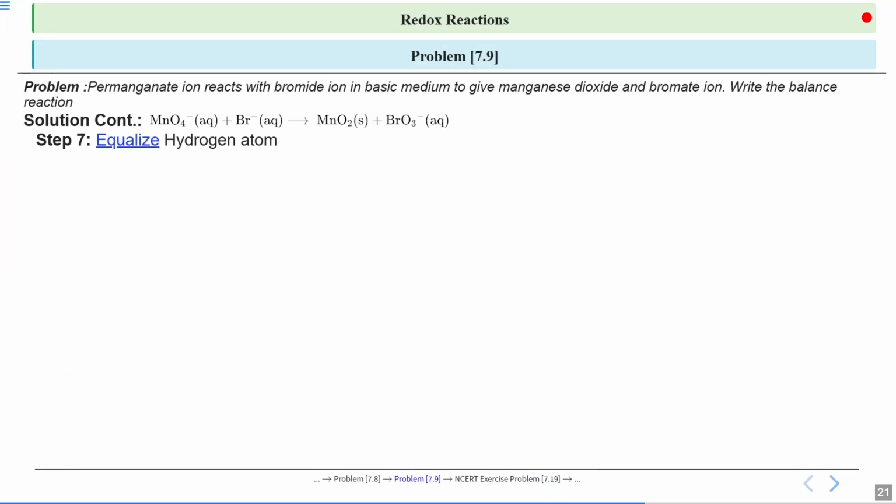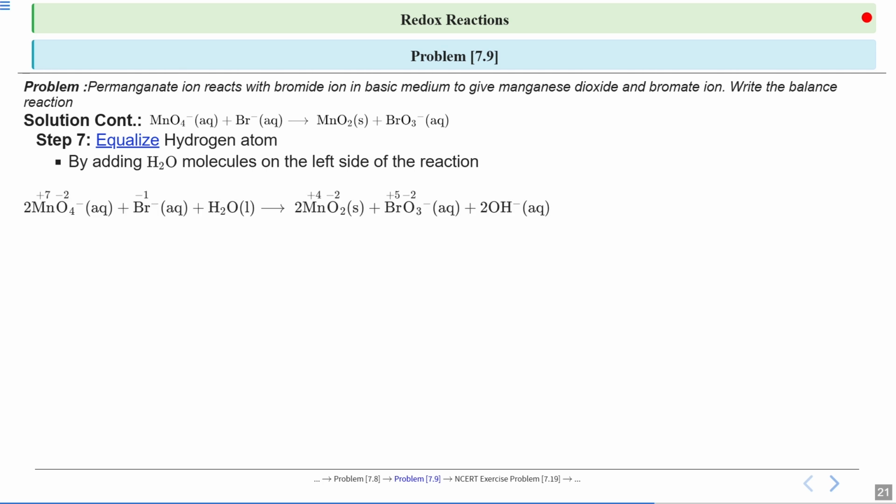Therefore, in the final step, we will equalize these hydrogen atoms, and these can only be equalized when we add the hydrogen onto the left side of the reaction. So what would happen? We will write the equation as 2MnO4 negative plus Br negative plus H2O gives 2MnO2 plus BrO3 negative plus 2OH negative. Here we have only required one H2O molecule because by adding only one H2O, we will find that each of the oxygen atom and hydrogen atom are clearly balanced by it.